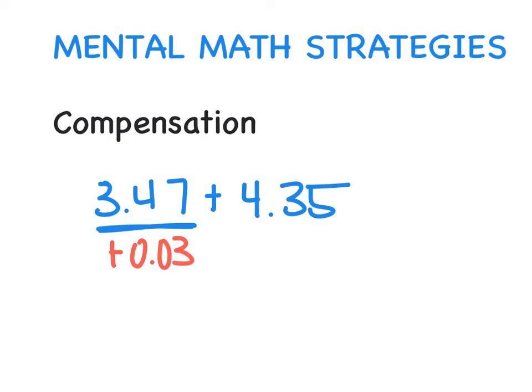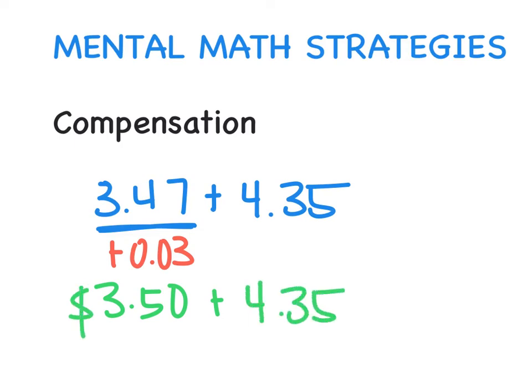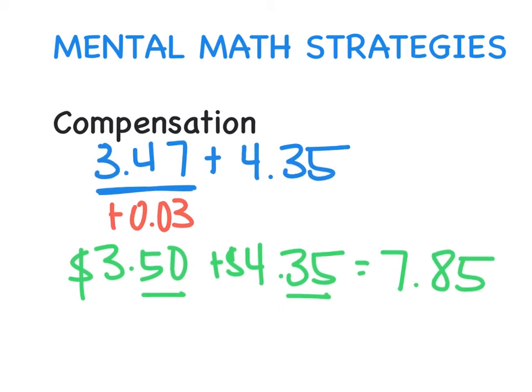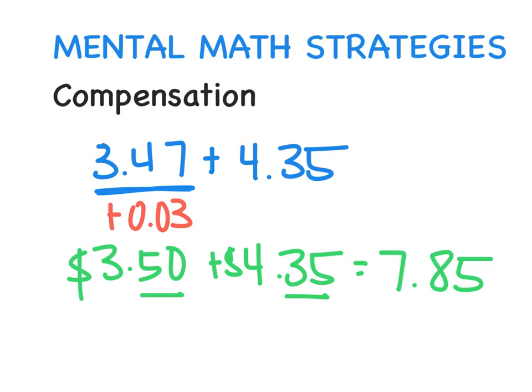So now I have $3.50 plus $4.35. Imagine these are dollars, which now is so much easier to do in my head. $4 plus $3 is $7. 50 plus 35 is 85. Now, I have to go back and compensate. This whole method is called compensation.